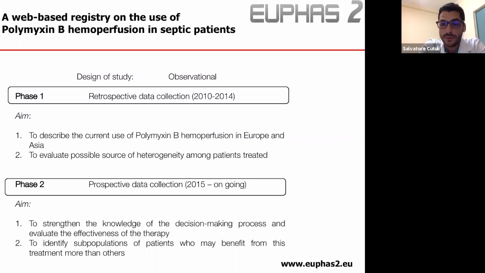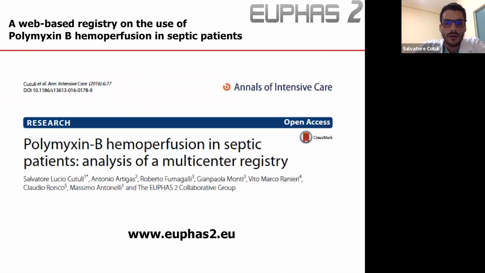And we had a retrospective phase of the study that was concluded, and the data were published a couple of years ago. The prospective phase of the trial is still ongoing. And here you have the results of the retrospective phase of polymyxin B hemoperfusion in clinical practice.